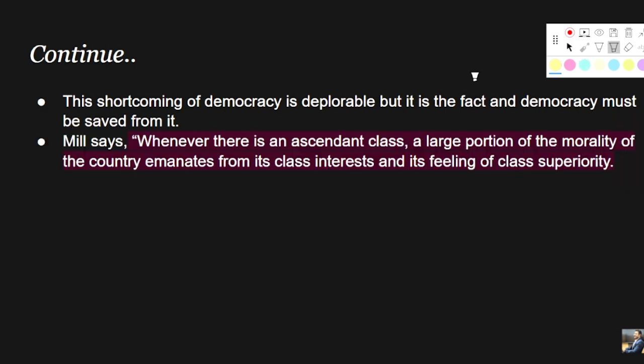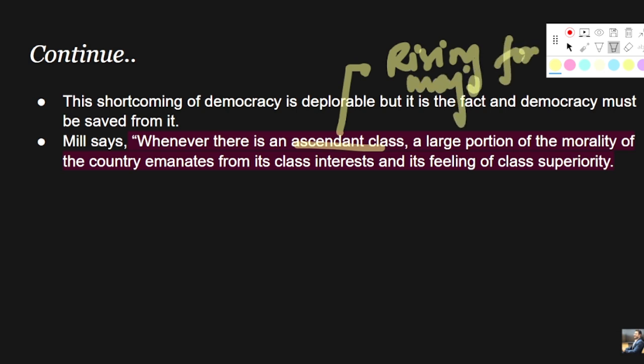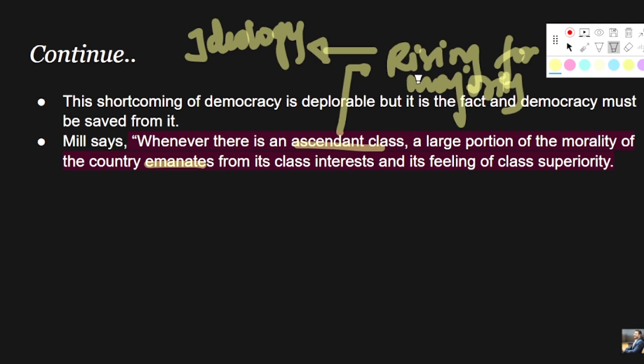So that is why the shortcoming of this particular idea in democracy is something of which democracy itself must be saved from, right? So Mill says whenever there is an ascendant class, what is ascendant class? A class which is rising, right? The class which is rising for what? For majority. A large portion of the morality of the country emanates from its class interest and its feeling of class superiority, right? So whatever idea or ideology is prevailing in that particular country is the kind of ideology which is coming out from this ascending class, right?